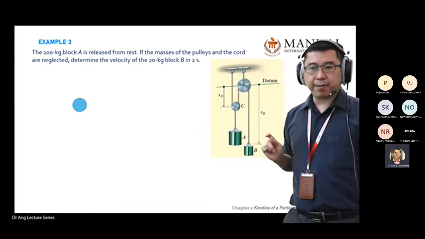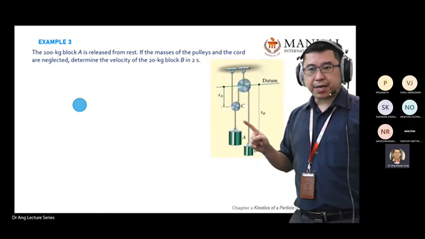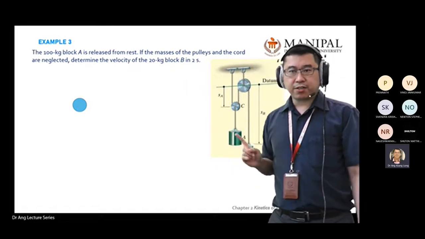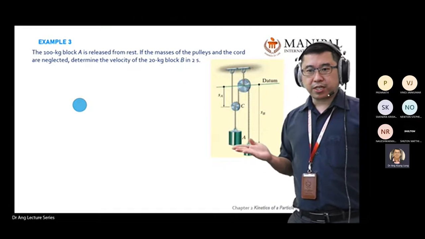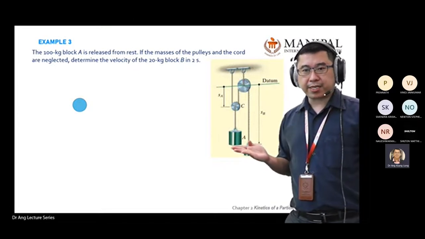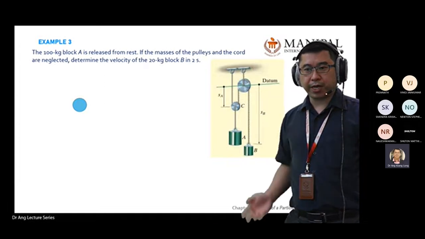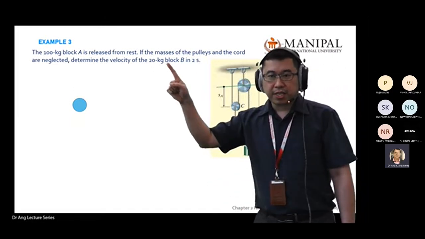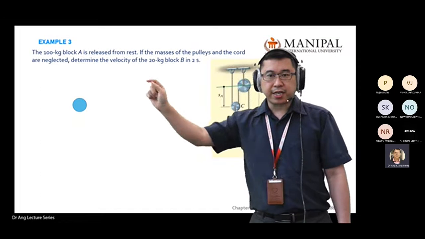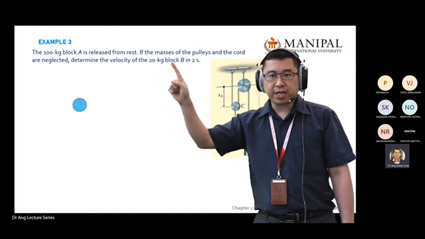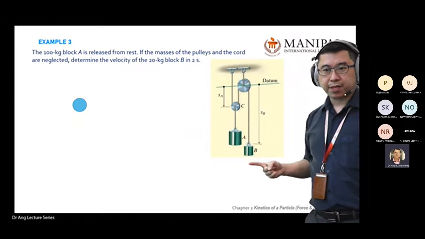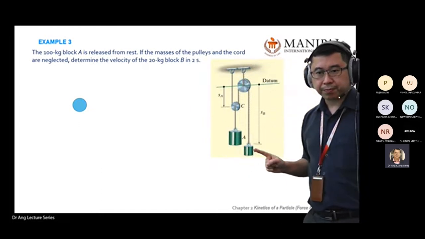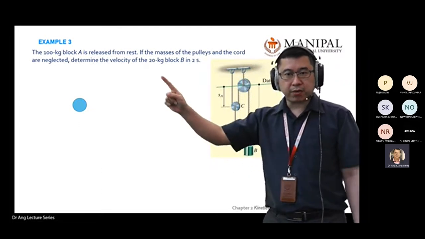You have a 100 kilogram block A, suspended on a pulley with a rope, released from rest. So initially block A is 100 kilograms, and from rest you let go. If the mass of the pulley and the cord can be ignored, determine the velocity of the 20 kilogram block B in 2 seconds. Block A is 100 kilograms, B is 20 kilograms.